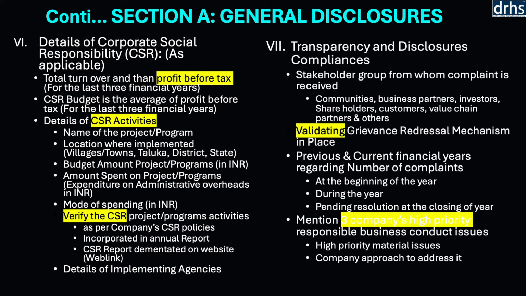Part 7 gives much emphasis on the transparency and disclosure of complaints, asking about the various types of stakeholders, that is the community, business partners, investors, shareholders, customers, value chain partners and others, and whether their grievance redressal mechanism is in place or not. For the current and the previous financial year, this information is collected. It also gives details of high priority responsible business conduct and sustainability issues pertaining to ESG matters that present risks or opportunities to the business, the material issues, and the company's approach to resolve them.